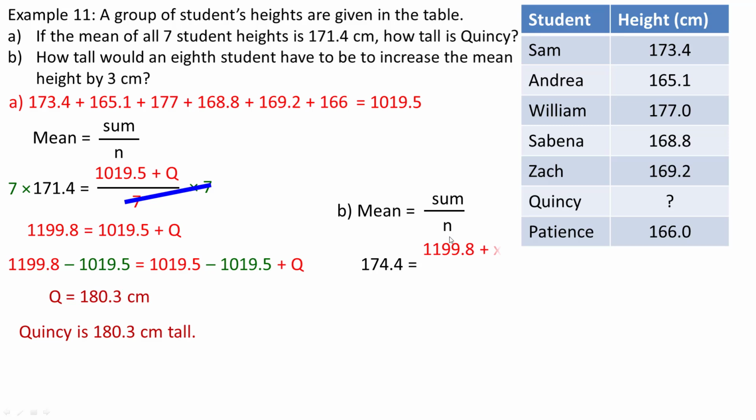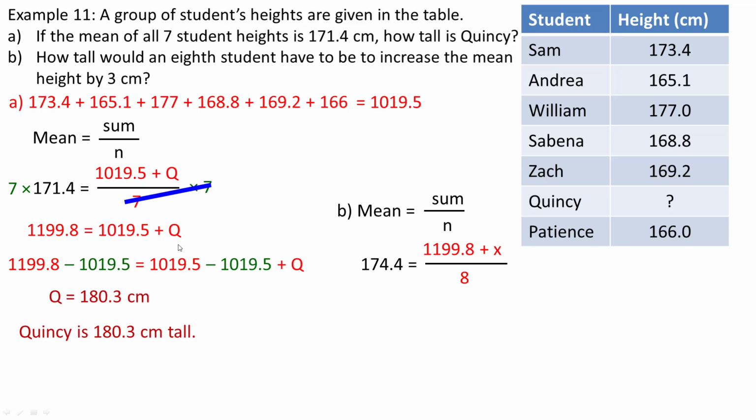Now the sum is the sum of all these guys. These all would add to 1019.5. You could go 1019.5 plus the 180.3, but that would be the 1199.8, plus X, and X represents our new 8th student. And now there were 1, 2, 3, 4, 5, 6, 7, so that means that there's now going to be 8 people. So that's why n would be 8 now.